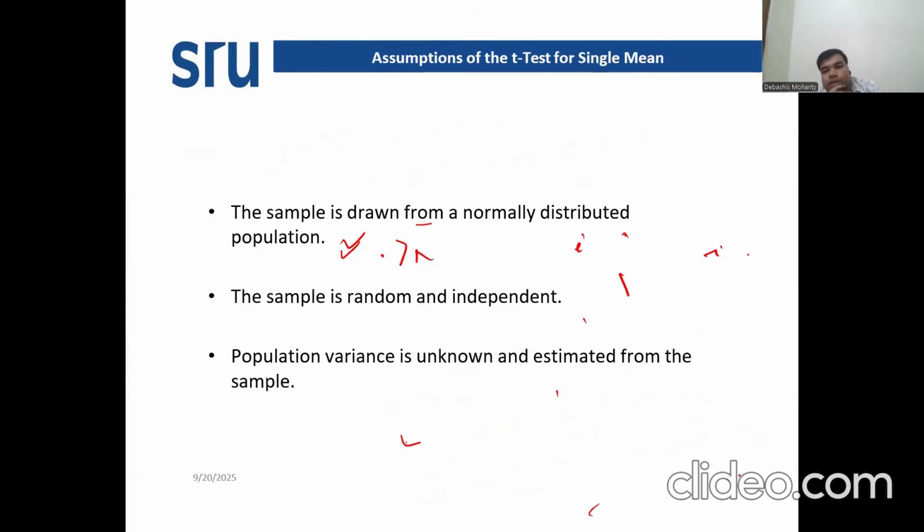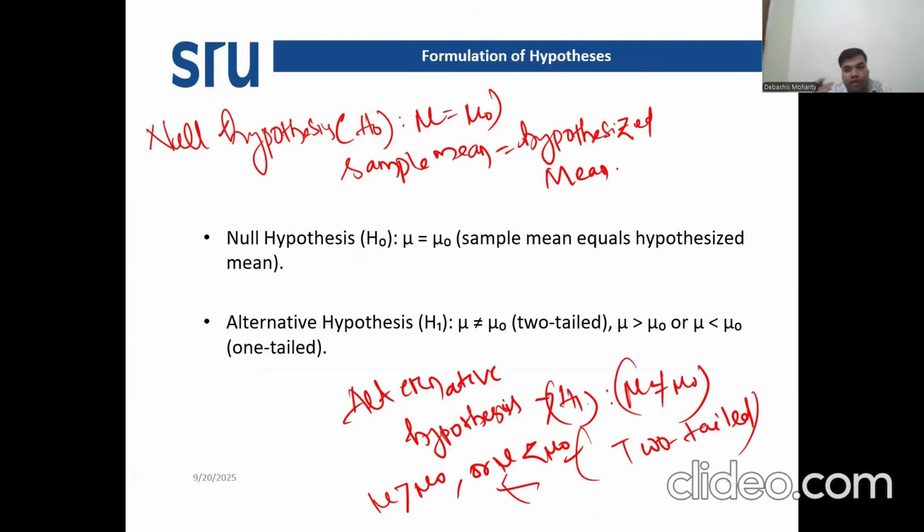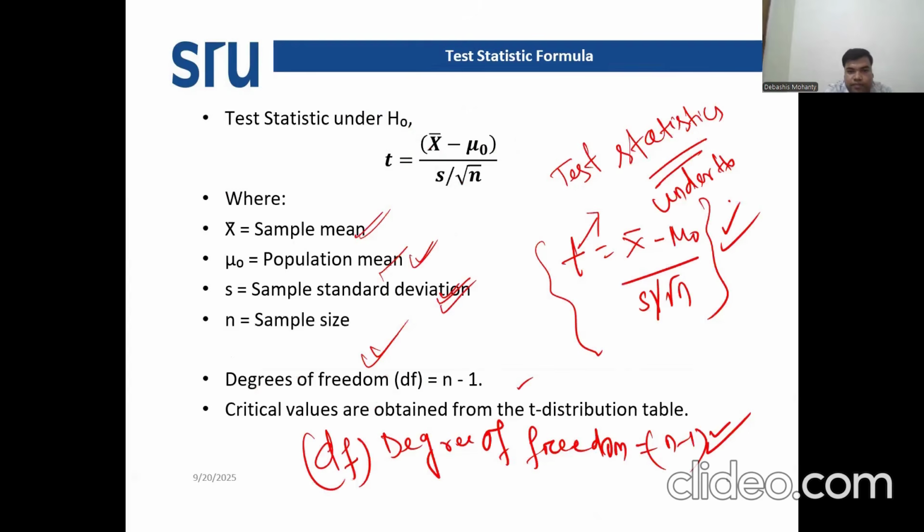And after that, we have some assumptions of the t-test for single mean. That is, the sample is drawn from a normally distributed population and the sample is random and independent. Random and independent means we can select the sample randomly and it is always independent. And the population variance is unknown. As the variance is unknown, we can calculate the standard deviation easily, and we can estimate it from the sample itself. After that, we have to formulate the hypothesis, based on H0 and H1.